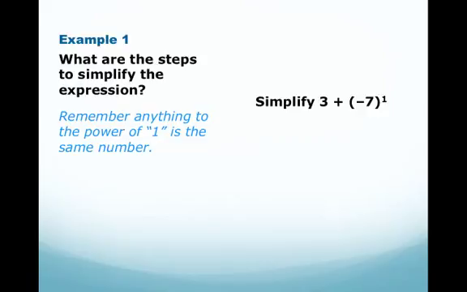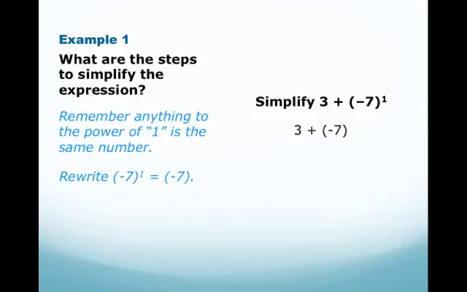Remember, anything to the power of 1 is the same exact number. So, -7 to the first power is equal to -7. So when we rewrite this, we should get 3 plus -7.